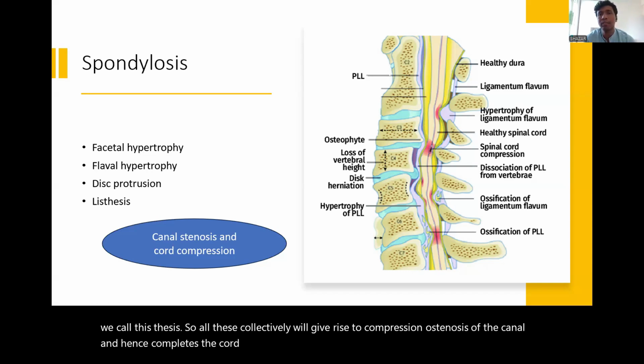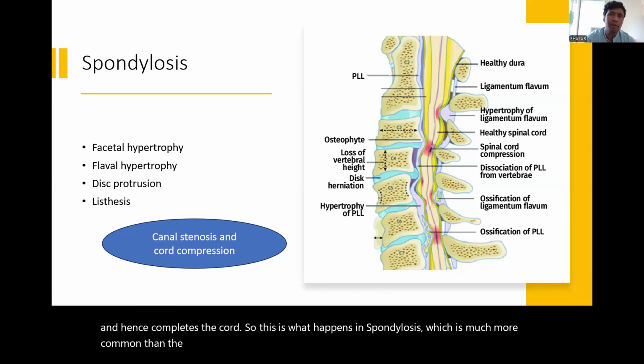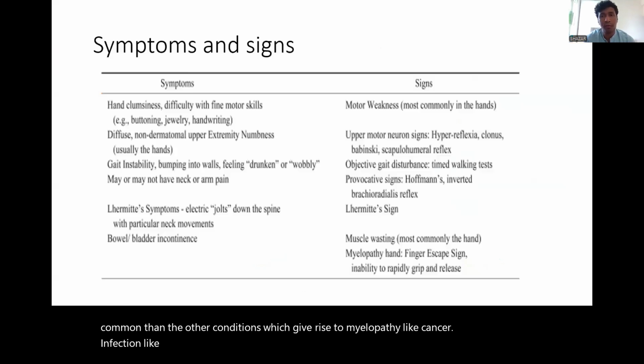So this is what happens in spondylosis, which is much more common than the other conditions which give rise to myelopathy, like cancer, infection, like TB, and so on and so forth.